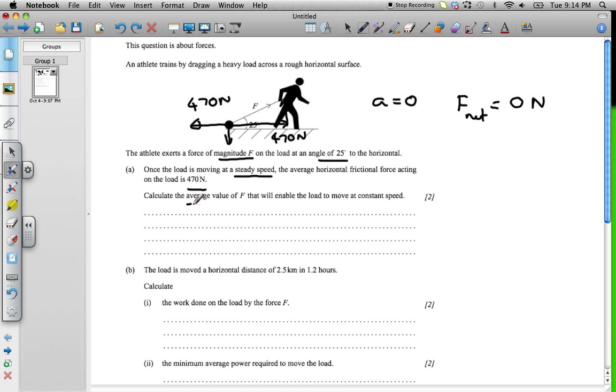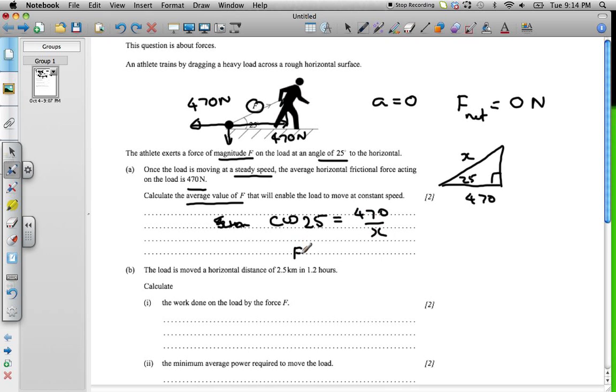So calculate the average force F that will enable the load to move. So we're looking at this value of F. It's just a bit of simple trigonometry here. We've got this right angle triangle, with this side 470 and this angle 25. We're looking for this. So we're going to get the sine of, no, sorry, not the sine. The cos of 25 is equal to 470 divided by x, and so that force, which is the x, we would calculate as 470 divided by the cos of theta.